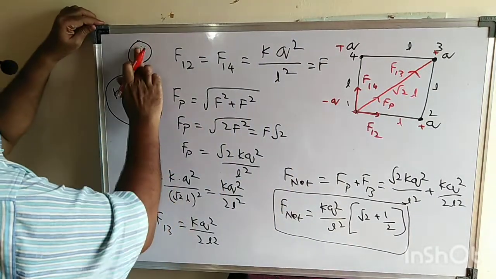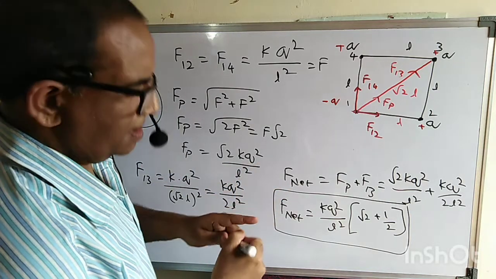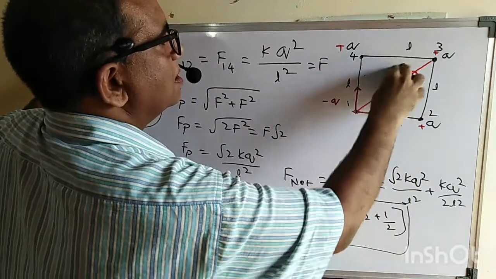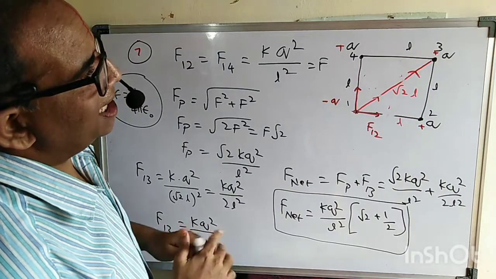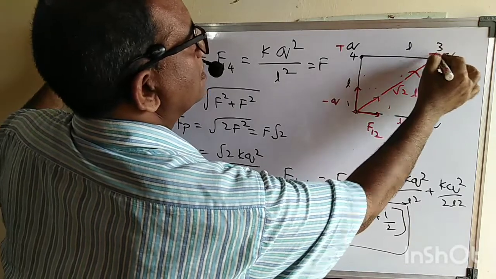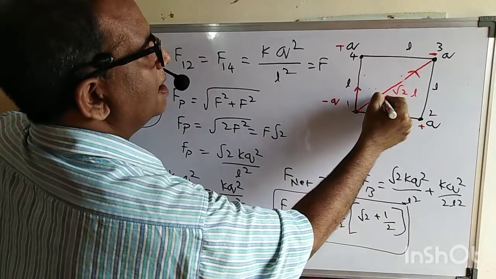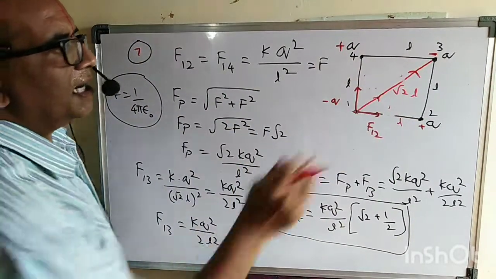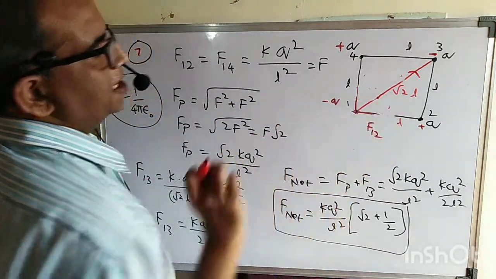Now see the seventh problem. Same problem, the same thing, but with a small difference. See what I'll do now. I'll take this one negative, this one negative, this one positive, this one positive. Means the charges placed on the diagonals are opposite in nature. Now tell me, what is the direction of the forces then?